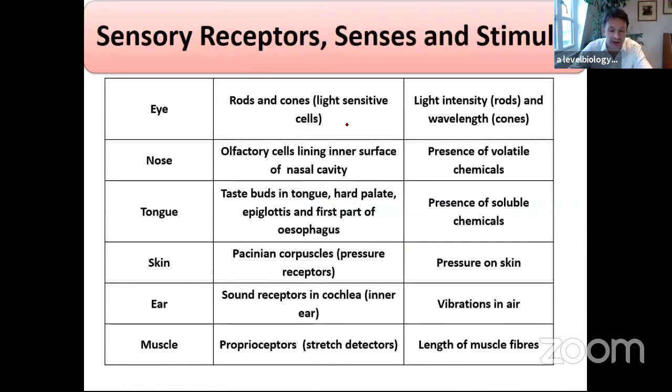Now, concepts of receptors. So receptors we have are things like rods and cones, the olfactory cells in the nose, the taste buds in the tongue, Pacinian corpuscles in the skin, which we're going to talk a lot about, and sound receptors in your ear, and then proprioceptors in your muscles to check the length of your muscle fibers and show where your bones are.